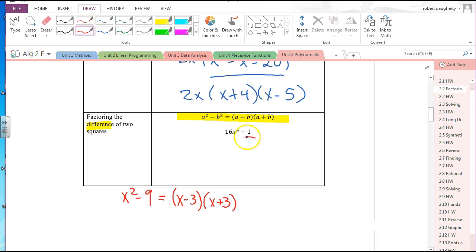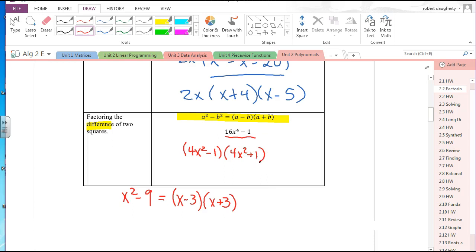So when I look at this, these are both perfect squares. So 16x to the fourth, what's the square root of that? 4 what? X squared. So this is 4x squared minus 1 times what? 4x squared plus 1. Okay?